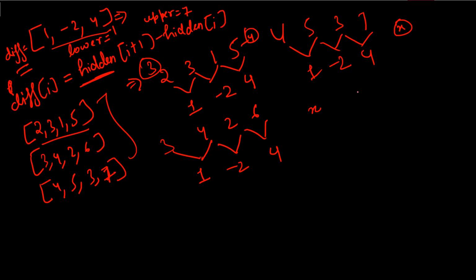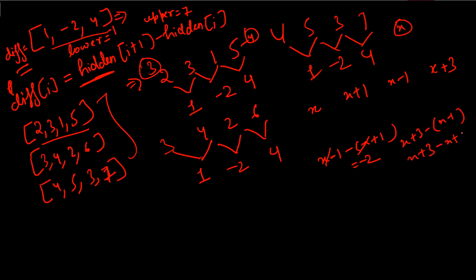Let's say we have a number x. The next number should be such that on doing the next element minus the current element, we get 1. So we can take x plus 1, because x plus 1 minus x gives 1. The next element we can take is x minus 1, because x minus 1 minus x plus 1 cancels out and gives -2, which is what we need. The next element is x plus 3, because x plus 3 minus x plus 1 gives 4, which is what we need.